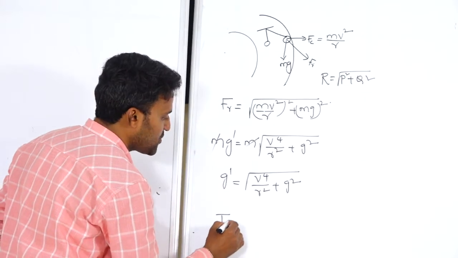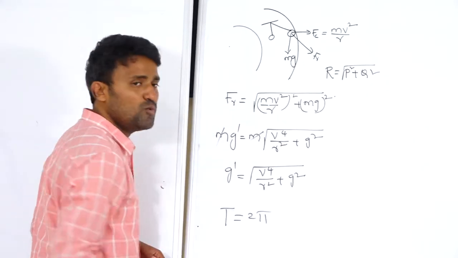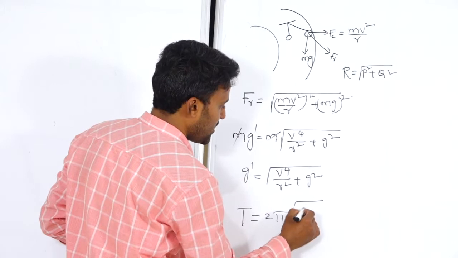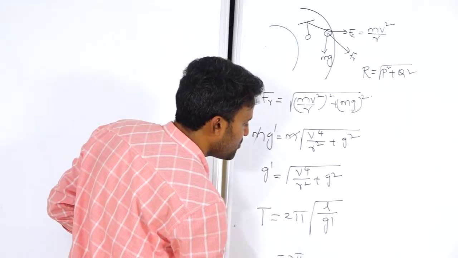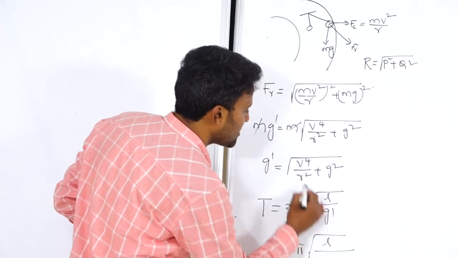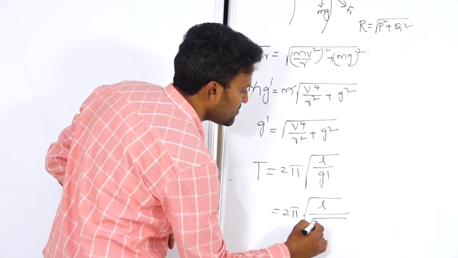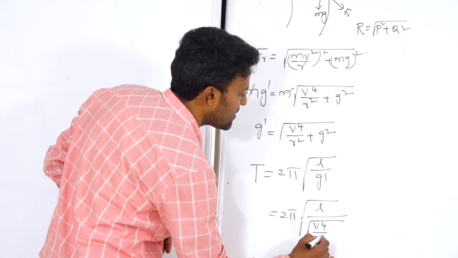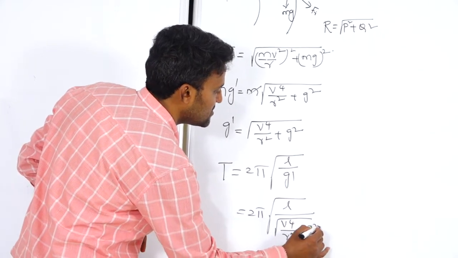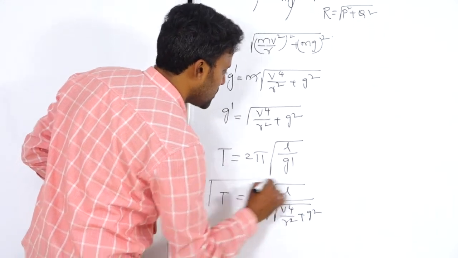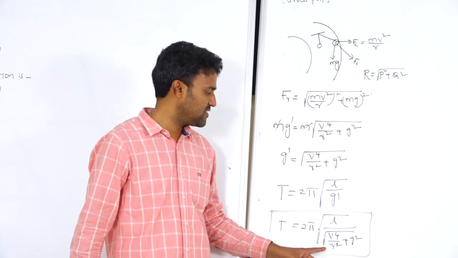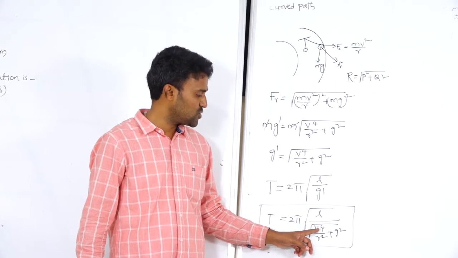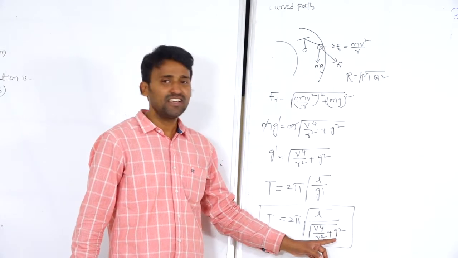What is the time period equation? T is equal to 2 pi under root of L by g dash, that is equal to 2 pi under root of L divided by g dash, where g dash is nothing but under root of v to the power of 4 divided by r square plus g square. Then the time period is T equal to 2 pi under root of L divided by under root of v to the power of 4 by r square plus g square.